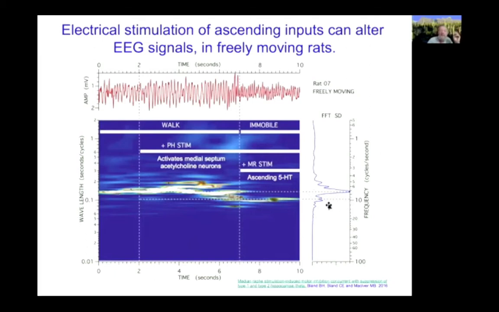Now, why am I showing you this? Because if we then activate an inhibitory serotonergic 5-HT input by stimulating the medial raphe nucleus, we can induce freezing behavior. The animal stops walking immediately, even in the continued cholinergic stimulation, and we see a dramatic shift from low frequency theta activity to high frequency theta activity.